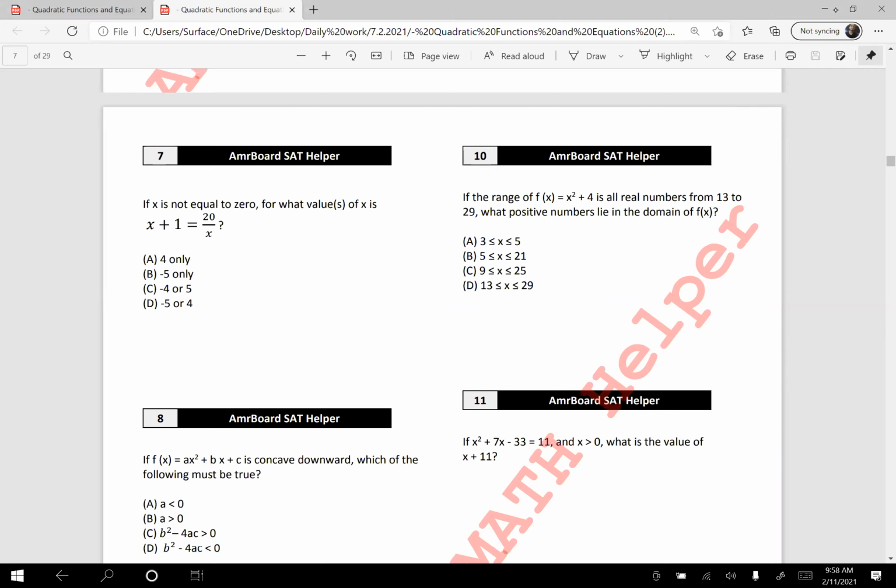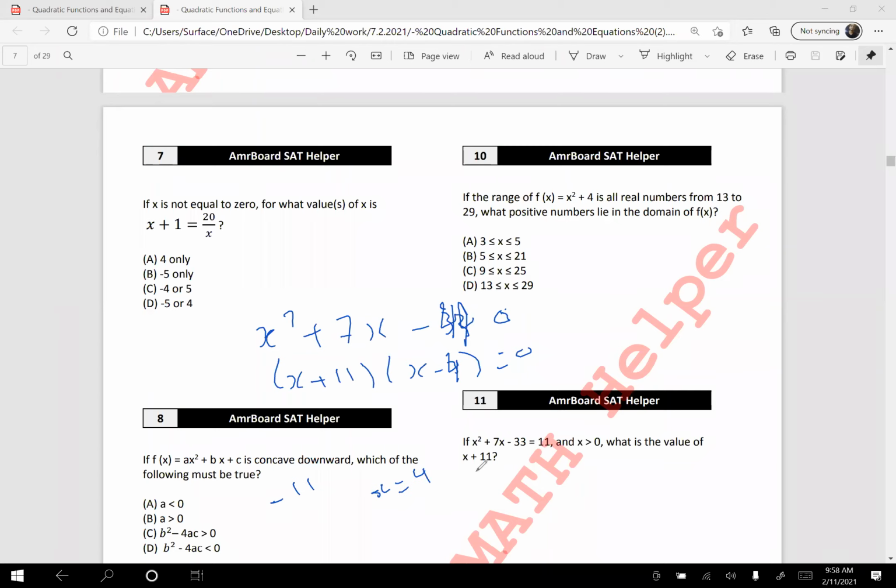x squared plus 7x minus 33 equals minus 44 equals 0. Then x plus 11 and x minus 4 equals 0. Then x equals negative 11, refused, and x equals 4. You need x plus 11, so 4 plus 11, which is 15. Okay, this is the solution.